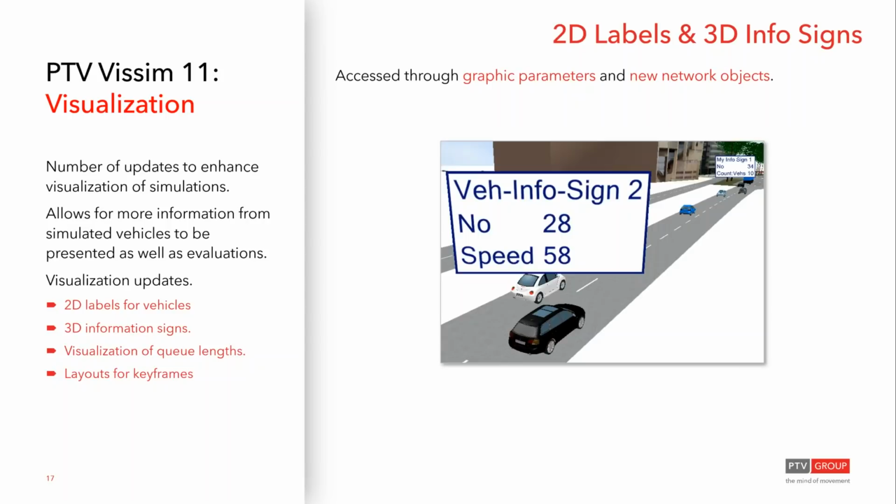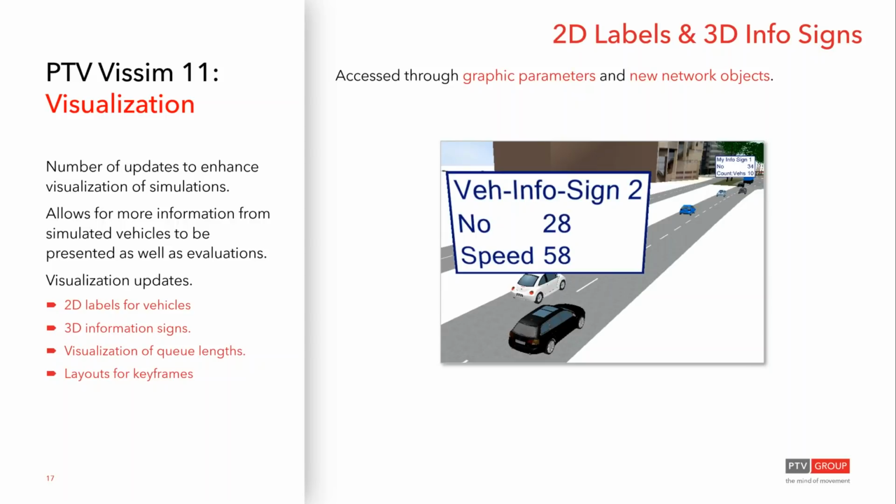Similar to the 2D information, we also have 3D info signs. These are free text signs that you can add into the network at any point. Again, they're a network object. So you can put a sign above an intersection, for example, to demonstrate the intersection name. If you were creating a fly-through video and you wanted to provide some context for that, you could add the level of service or the average delay at that junction, again to share some kind of information.